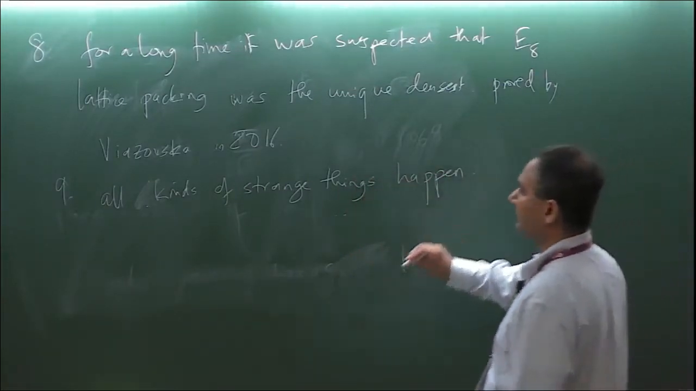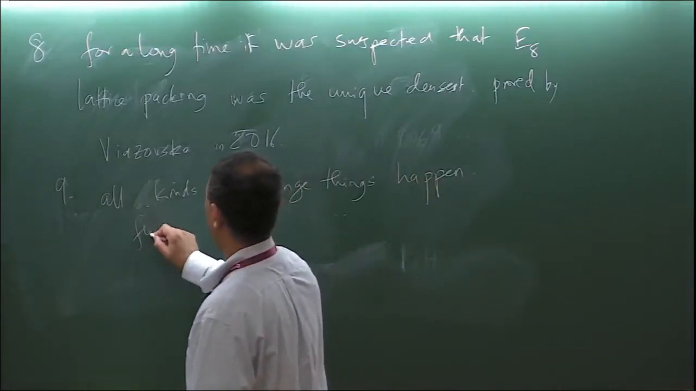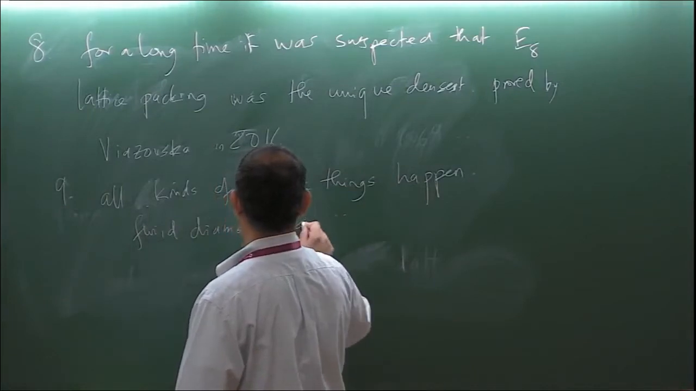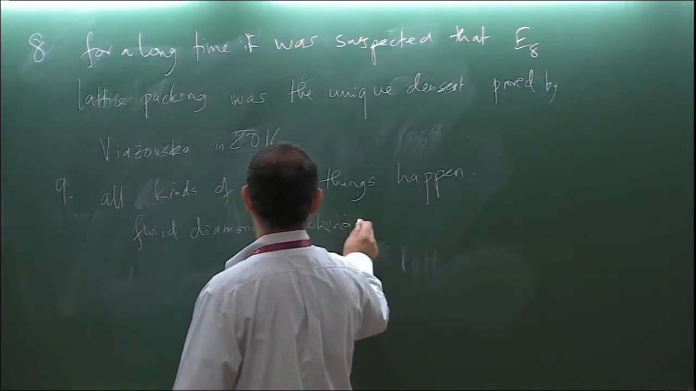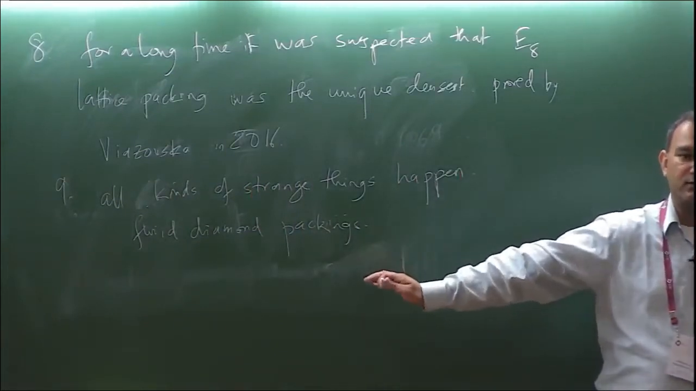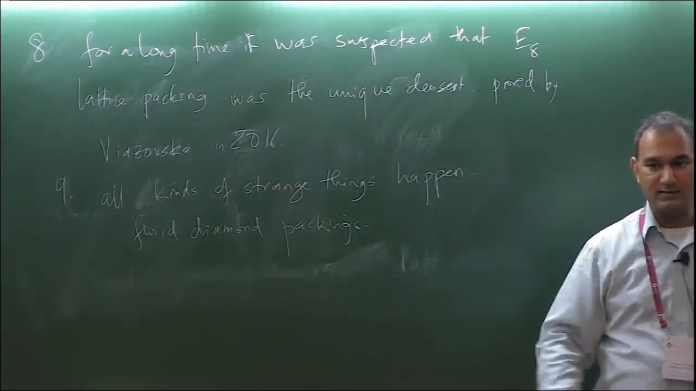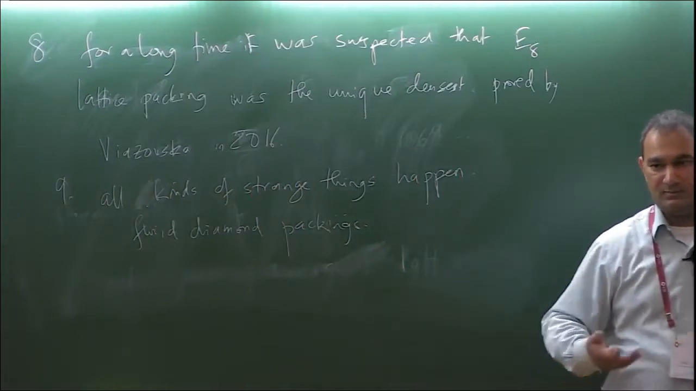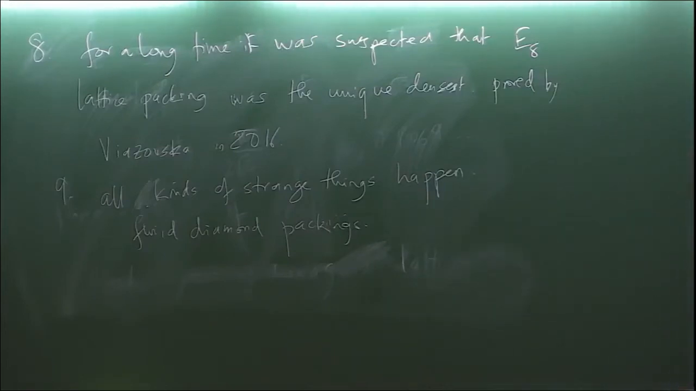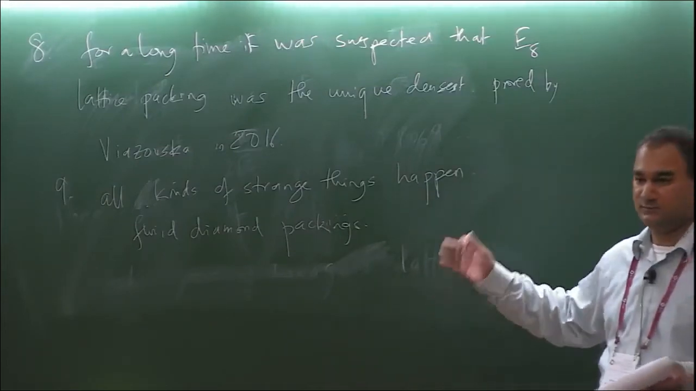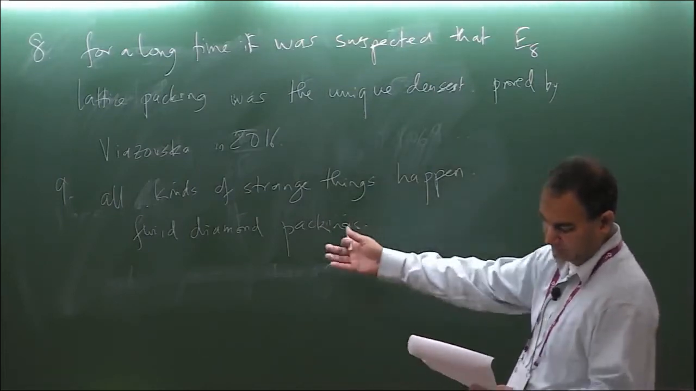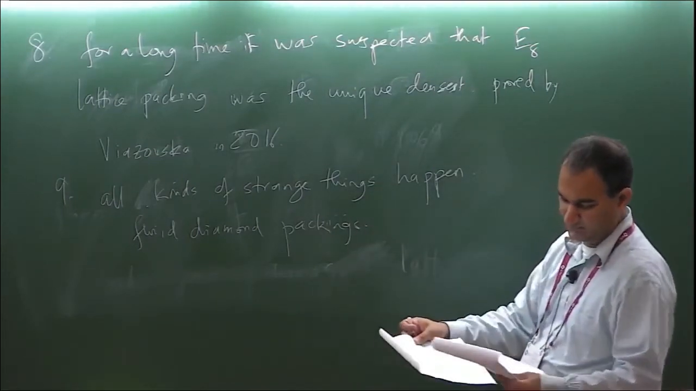These things are called fluid diamond packings. In particular, the best known sphere packing in 9 dimensions lies in a continuous family of packings, one of which is a lattice, but the remaining are non-lattices, and they all have the same density. So it's a continuum; you can deform these packings.